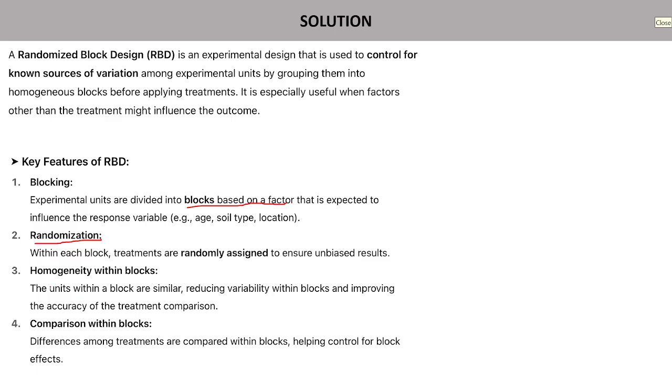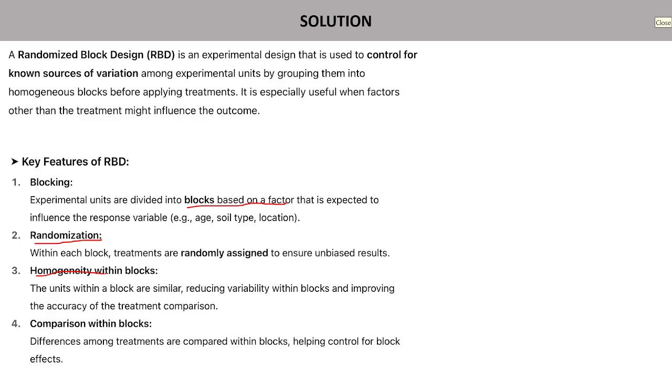Okay, so to remove this kind of bias, there is randomization within the block as well. Now, the third feature is homogeneity. The homogeneity here means that because the units within a block are similar, it will reduce the variability within the block. And therefore, it will improve the accuracy of the treatment comparison as well. This is called homogeneity.